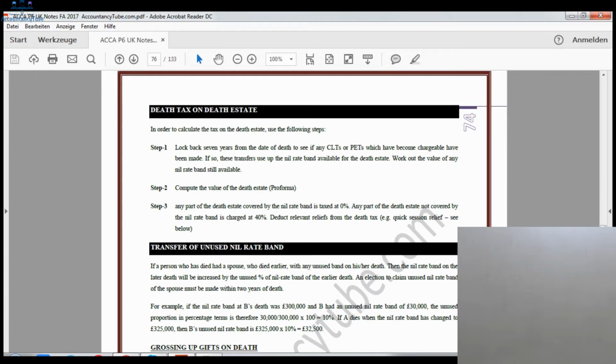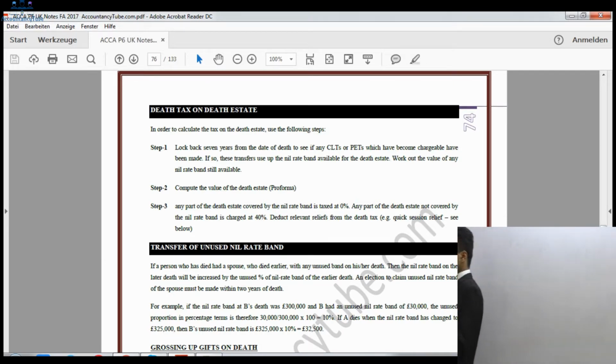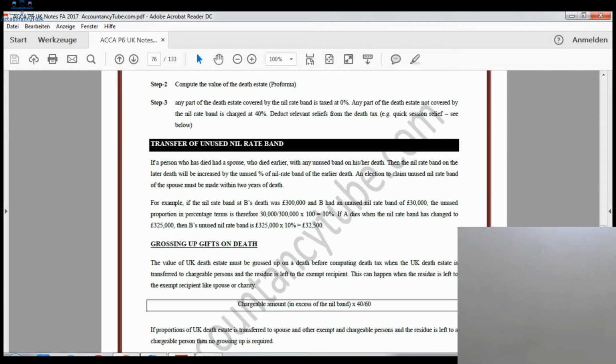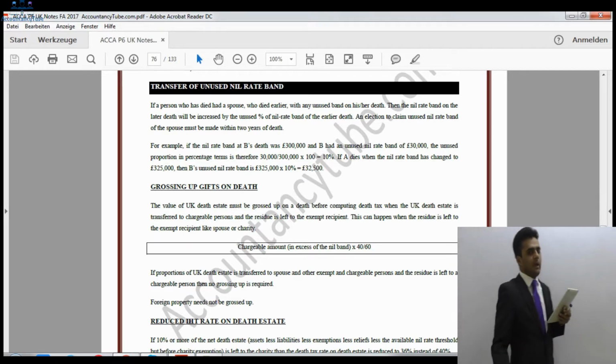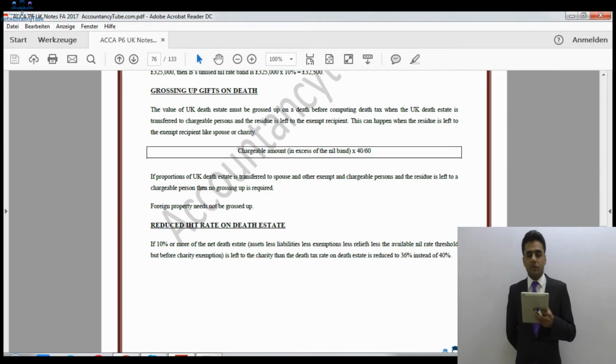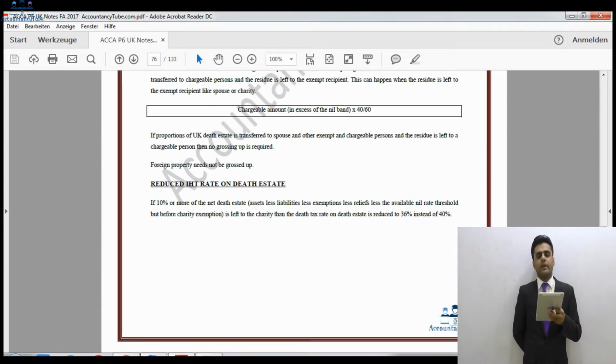Right. The next one is the transfer of unused nil rate band. We have already seen that as well. So if one spouse has died and she had any unused nil rate band, that will be transferred to the surviving spouse, and on her death it will be added to the surviving spouse's nil rate band.